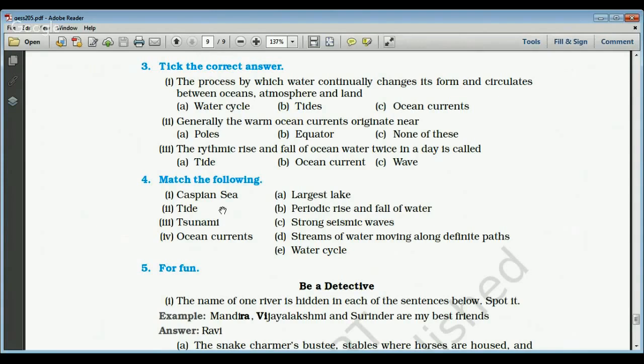So this is the completion of this chapter 5, and in the coming days we are going to cover all the remaining chapters of class 7 geography, and also we will cover all the NCERT books from class 6 up to class 12 for geography, history, polity.